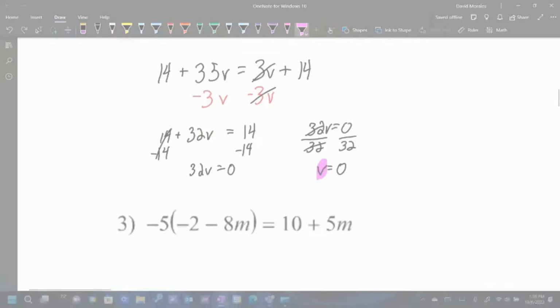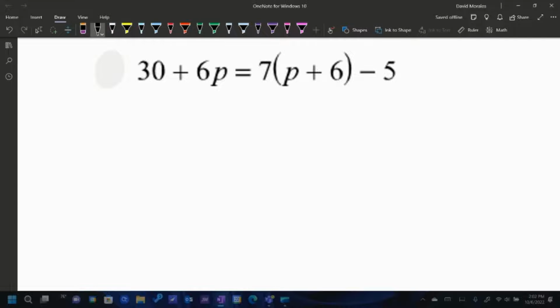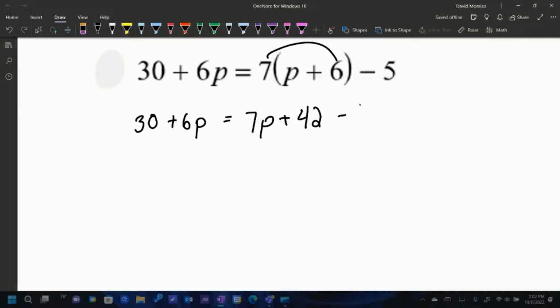Okay, so that's one. So let's try number 5. We're going to first rewrite the left-hand side. So 30 plus 6p equals 7 times p is 7p. 7 times 6 is 42, equal 5.